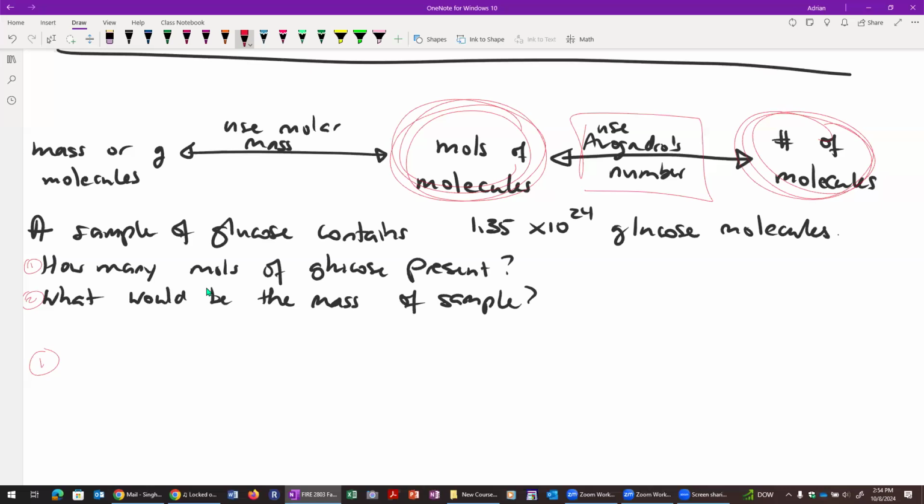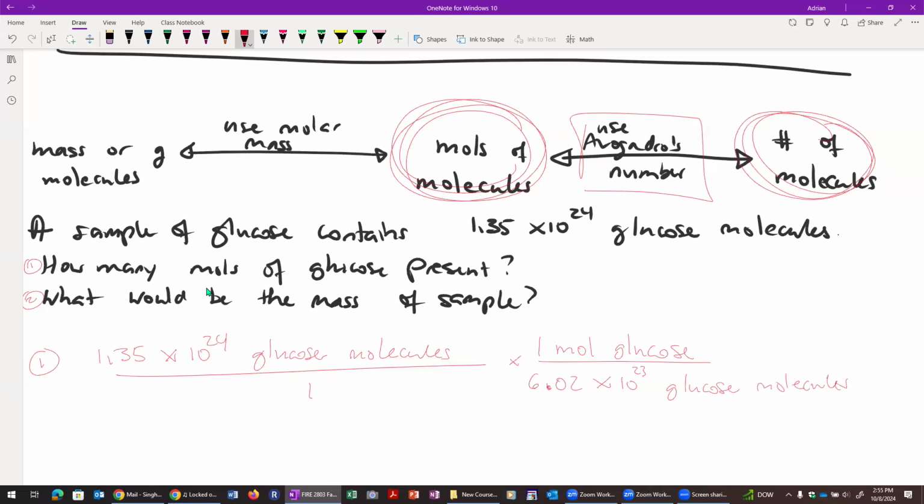So we're given 1.35 times 10 to the 24 glucose molecules, and then I'm going to use Avogadro's number. If I want to end up with moles as my unit, I'm going to put moles on top. Avogadro says that for every 1 mole of something, in this case glucose, I have his number, 6.02 times 10 to the 23 glucose molecules. So the glucose molecules go away.